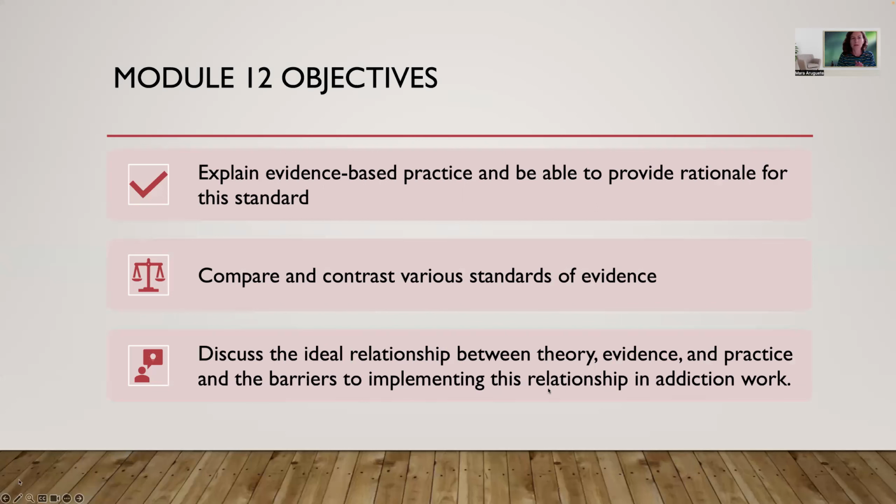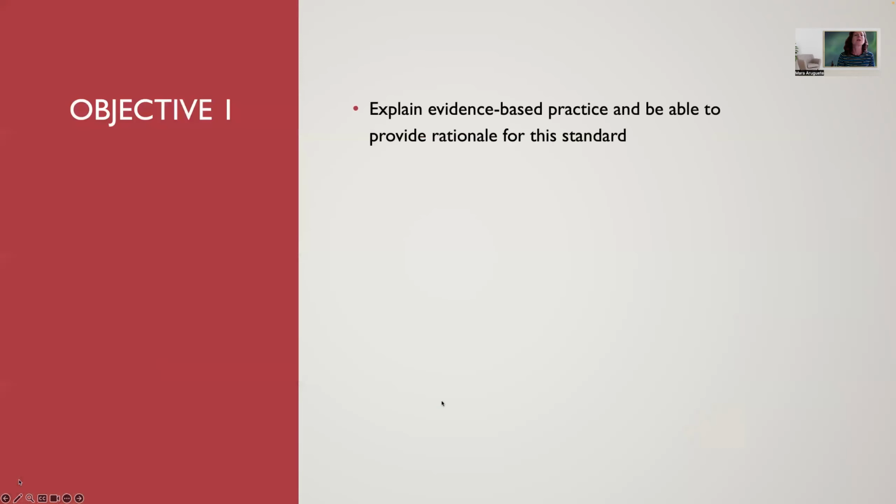Okay, let's see. Our Module 12 objectives are to explain evidence-based practice and be able to provide rationale for the standard. Why do we have this standard? Compare and contrast various standards of evidence. What are the different kinds or types of evidence? We're going to cover those two today. And next time on the next video, we'll discuss the ideal relationship between theory, evidence, and practice and the barriers to implementing this relationship in addiction work, because we don't always get to the practice part.